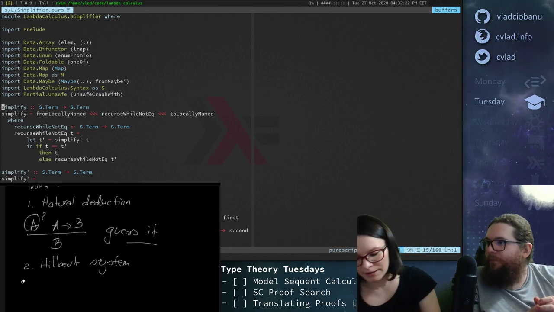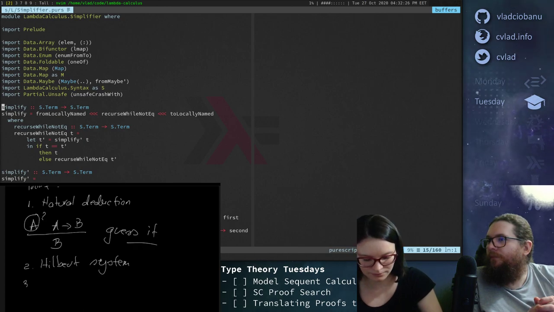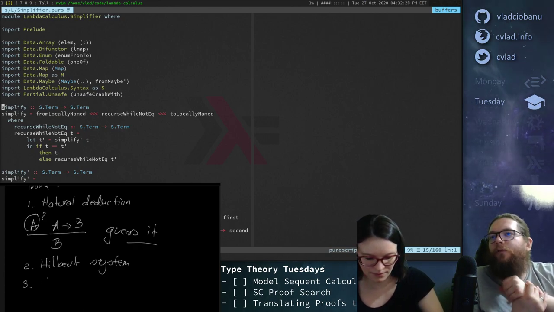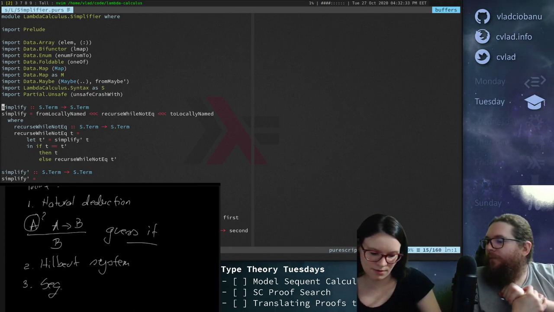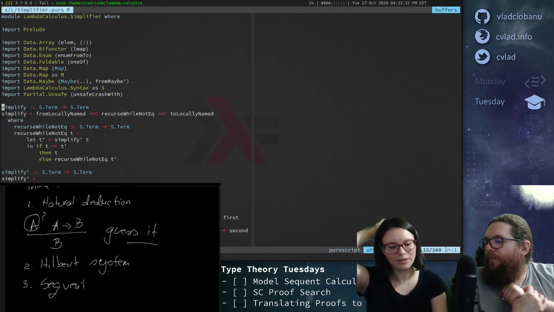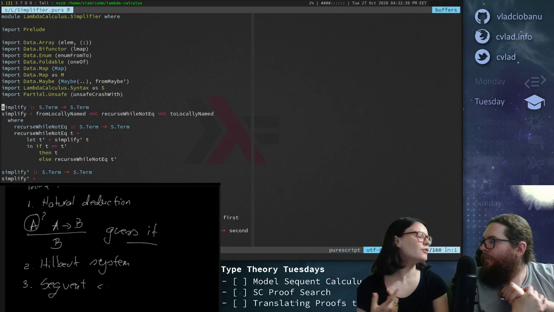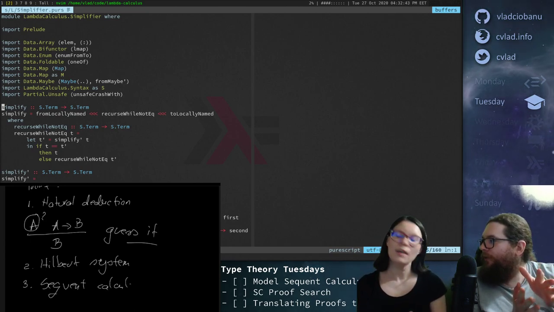Right, and then you have, for example, sequent calculus. And that's what we're interested in. Yes, this is what we're going to do. Now, of course, it's important to point out that there is not one sequent calculus. You can have several sequent calculi, even for the same logic.